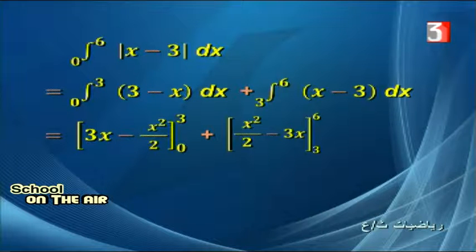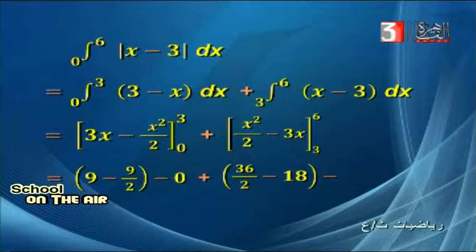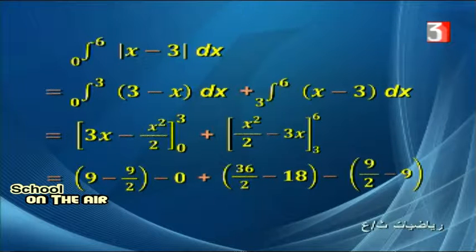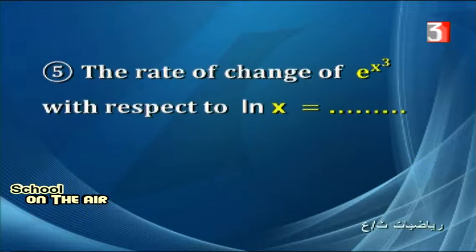We can substitute the upper limit and the lower limit. Then the first term equals 9 minus 9 over 2 minus 0, plus 36 over 2 minus 18 minus 9 over 2 minus 9. Then the definite integral of the function absolute x minus 3 dx from 0 to 6 equals 9.